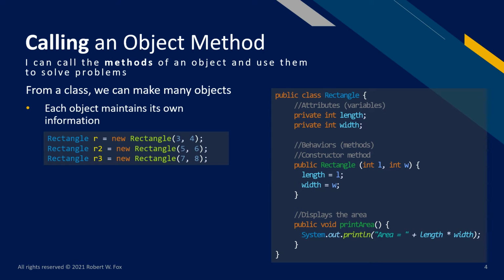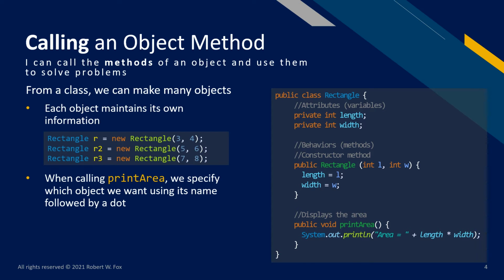Remember that once we have a class, we can make many objects, and each object maintains its own information. So here I have three rectangle objects, r, r2, and r3, and all three have different lengths and widths. So when I'm calling the printArea method, it's important that I am able to specify which object I want to call, and I do that by using the object name followed by a dot. So in this case, I want the second rectangle's area, so I say r2.printArea, and the result is the method displays 30.